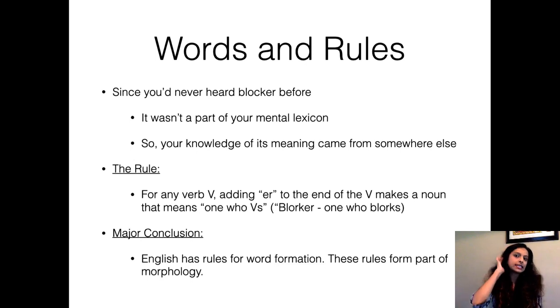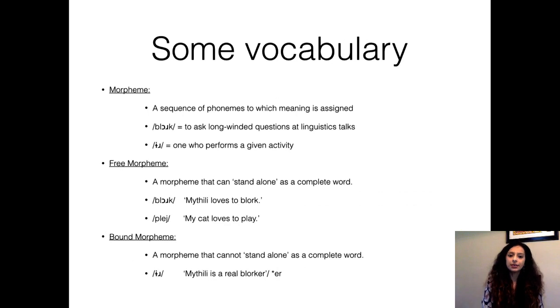So the conclusion is that the word formation rules in English are rather regular, and they form part of the morphology of the particular language that we're looking at. So here is some vocabulary to get you started with morphology. We will use the term morpheme, and as you can see, it's very easy for students to get confused between phonemes and morphemes. A phoneme is a fundamental unit of sound, and we use that in phonology, and a morpheme is the smallest unit of meaning, or a sequence of phonemes to which meaning is assigned, and we use that in morphology.